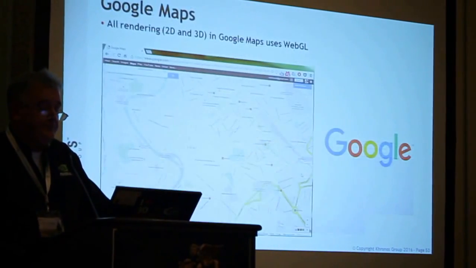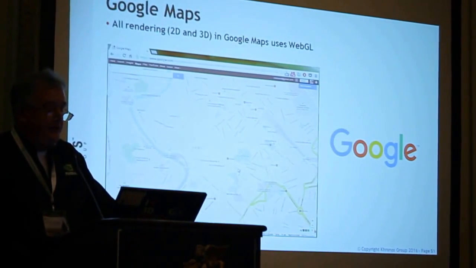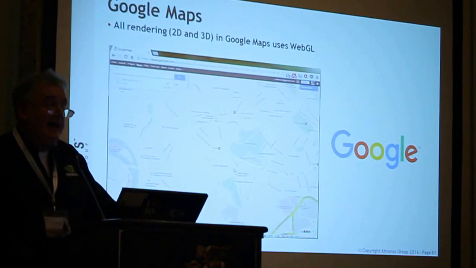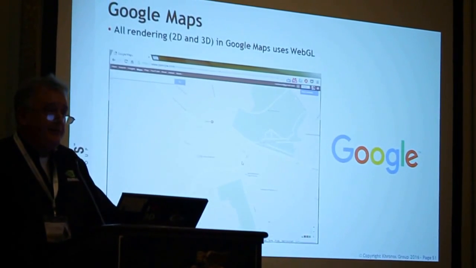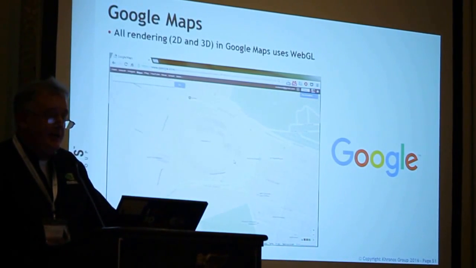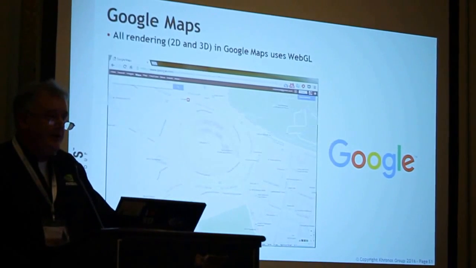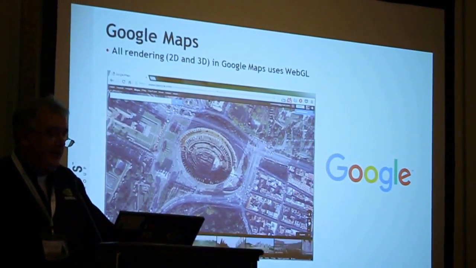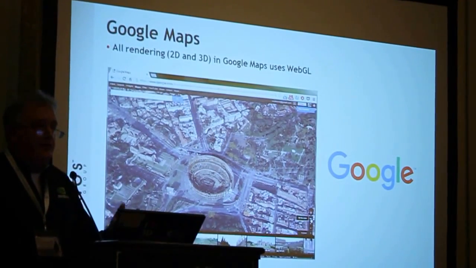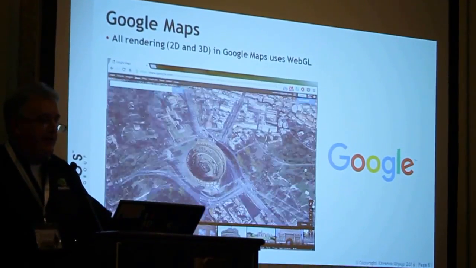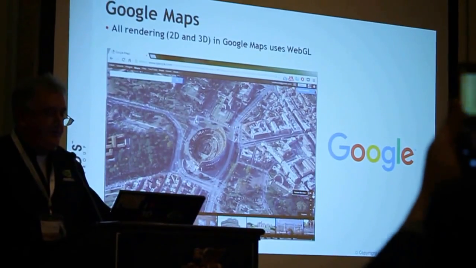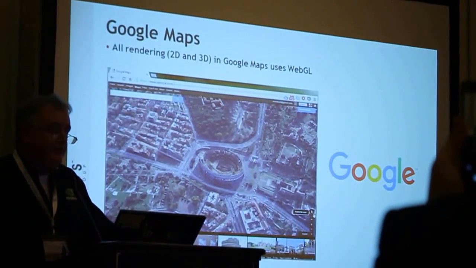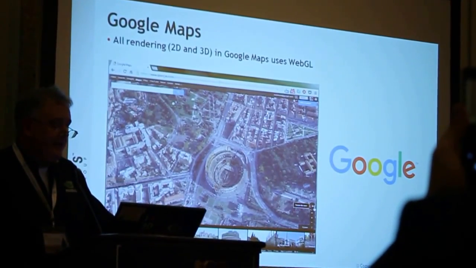So people say, well, I've not used WebGL, but you probably have, because Google Maps is a WebGL application. Every pixel in your Google Map, whether it's 2D or 3D, is using WebGL, which is where they get the high interactivity. And this has been one of the leading applications also that's really proven WebGL as a platform.